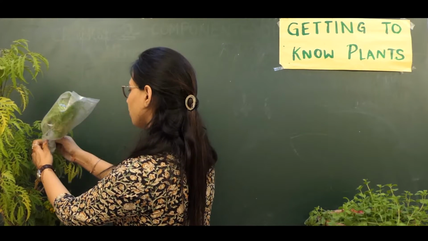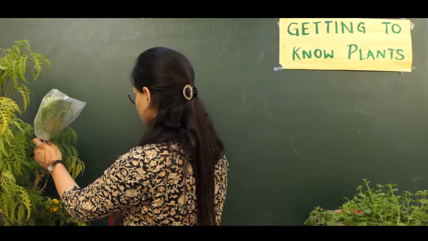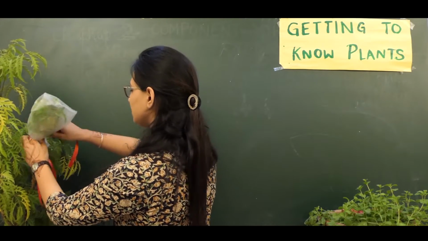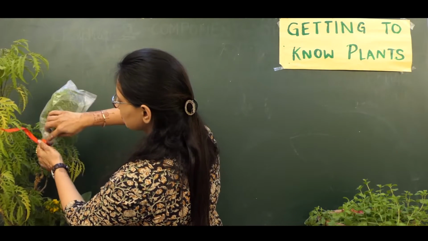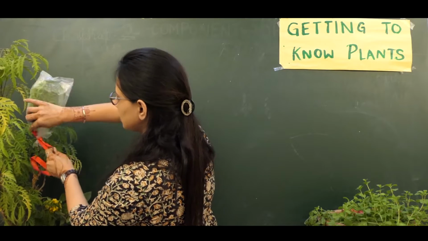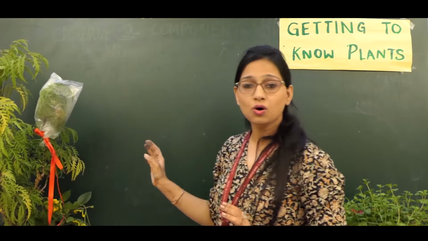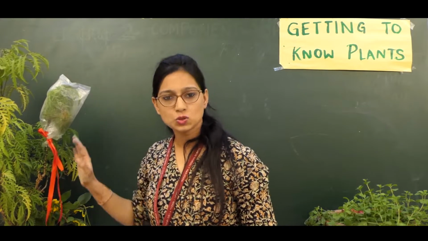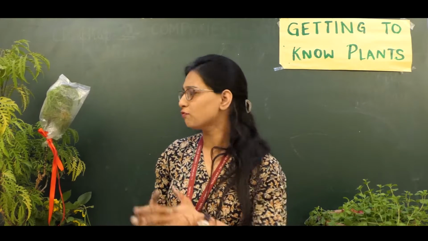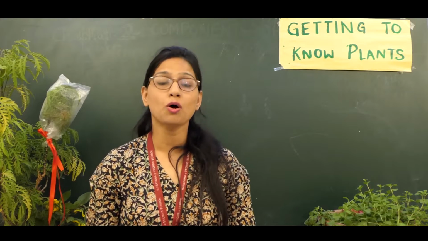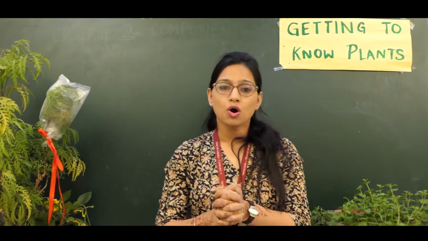And now I am going to tie this. Do not be harsh on the plant, do not damage the plant. Just tie it. And now this plant has to be kept in sunlight. You have to keep it in sunlight for 1 hour, and after 1 hour you are going to observe the result. So after 1 hour what is going to happen?